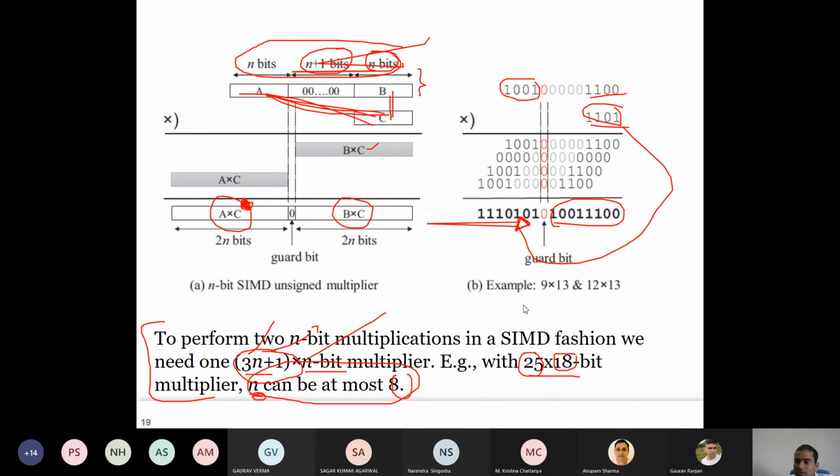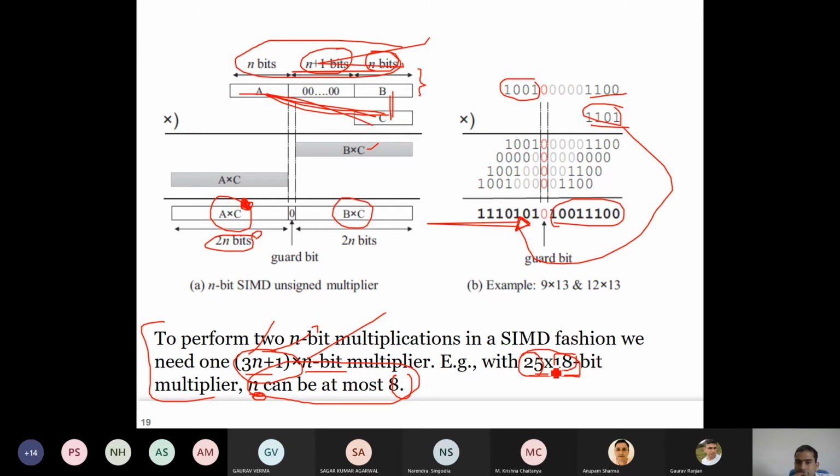I will give one question based on this. Sir, here when we are multiplying A into C, in the example, the result is not 8 bits, sir. It should be 8 bits for the example that you have shown here. Okay, I think see here, these are just the input. These are just the width of the input. Output will be more than this.